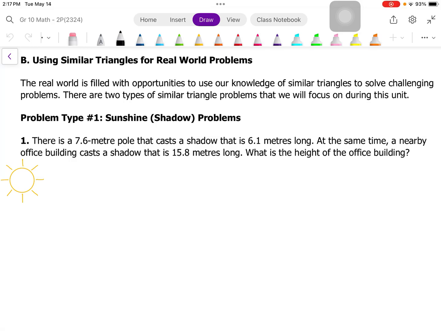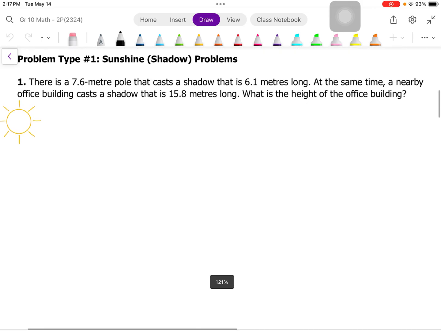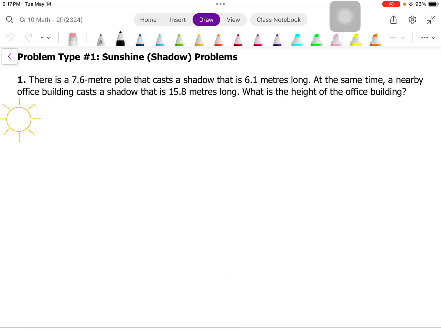In this lesson, we're going to use similar triangles to solve word problems. So there's two different main types of word problems that we're going to look at. The first one we call the sunshine problem, and this is the shadow that gets cast because of some object like a building and the sun that is shining.